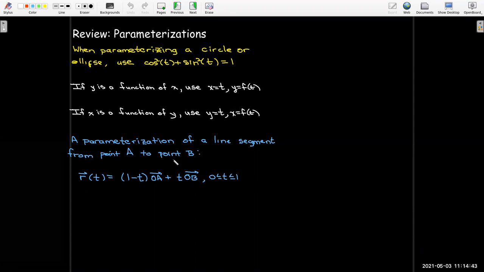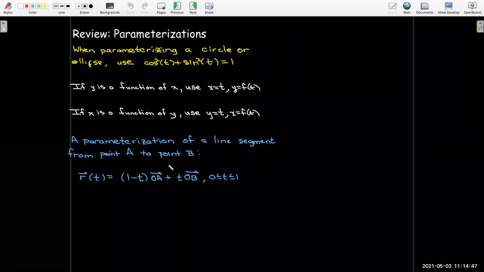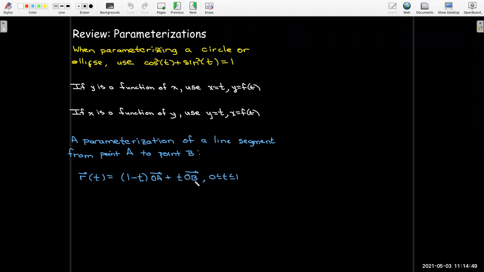We saw this when we first started studying vectors and lines. Here's an equation of a line segment. We just make this affine combination. So the first multiplier is 1 minus t times the position vector for A, and then just t is the second multiplier times the position vector for B.